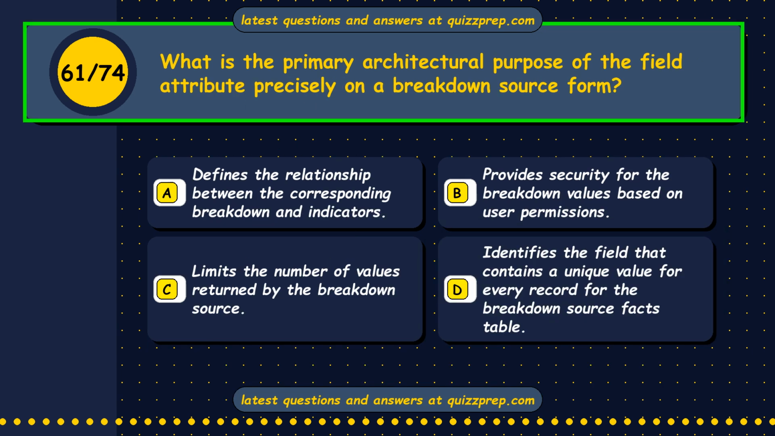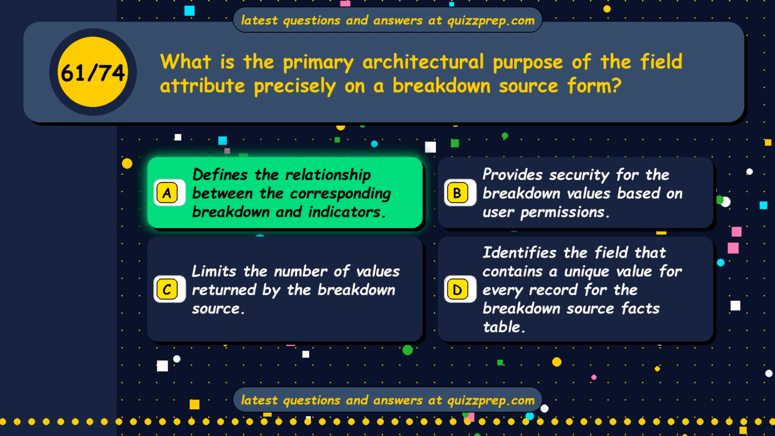Question 61. What is the primary architectural purpose of the field attribute precisely on a breakdown source form? Option A, defines the relationship between the corresponding breakdown and indicators. Option B, provides security for the breakdown values based on user permissions. Option C, limits the number of values returned by the breakdown source. Option D, identifies the field that contains a unique value for every record for the breakdown source facts table.